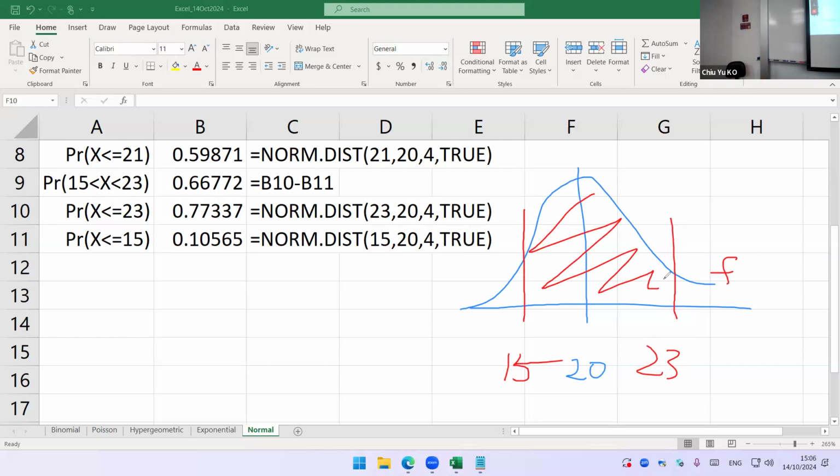Somewhere in the middle, but we have access to the area on the left by the big F function, okay? So we first calculate the area on the left of 15, okay? Which is 10%, okay? F of 15, right? That's how we do it. The second step is looking at the area on the left of 23, that's the green area. Okay, the green includes everything all the way up to 23, which is 77%. So green minus orange is red. I hope you can see that.